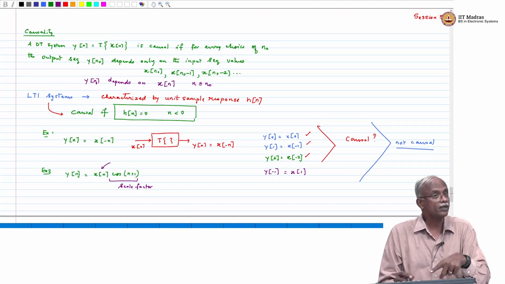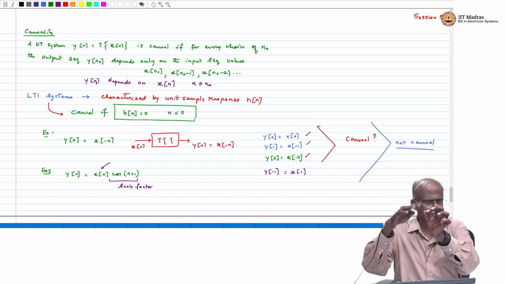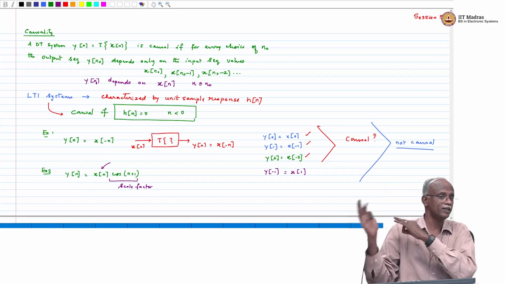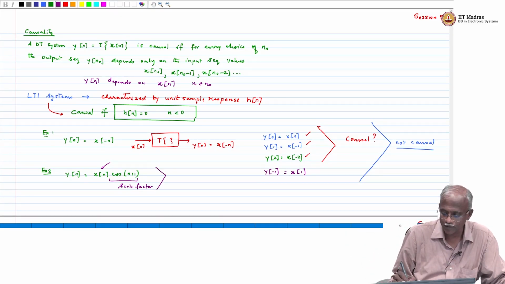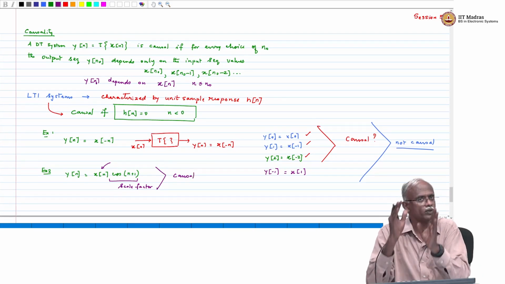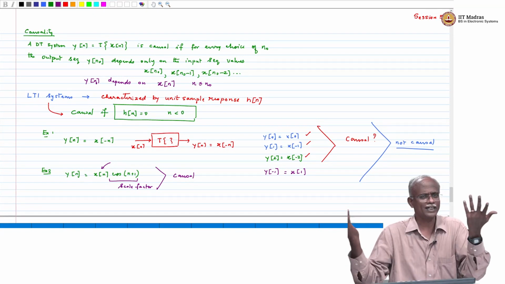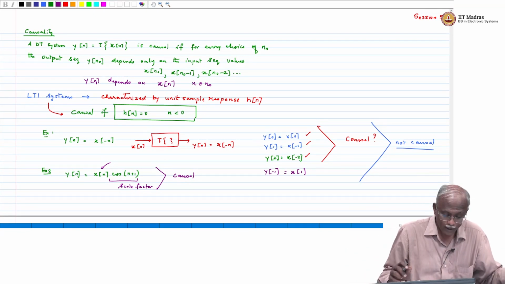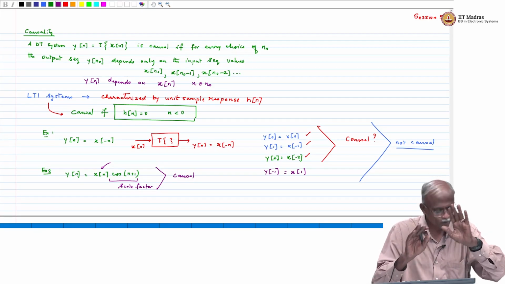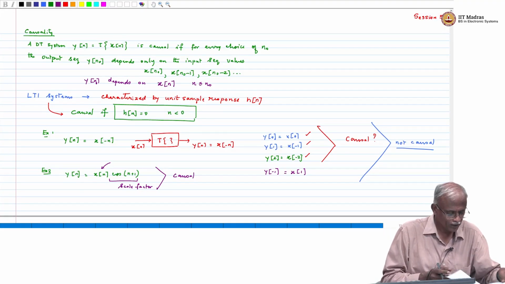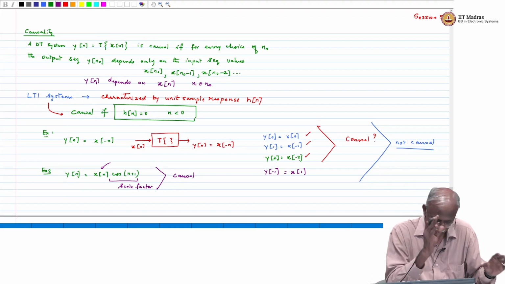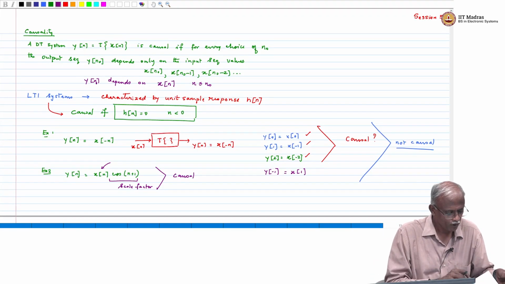So, is this a causal system? y of 0 depends on x of 0 times some scale factor. y of 1 is x of 1 times the scale factor. y of minus 1 is x of minus 1 times the scale factor. So, therefore, this system will be causal, because the output depends on the input at that instant of time and some scale factor. It does not matter what the scale factor is. If the non-causal looking term comes in the scale factor, don't get fooled by it. That is not going to affect your decision. You should declare it as a causal system because it satisfies the condition for causality.